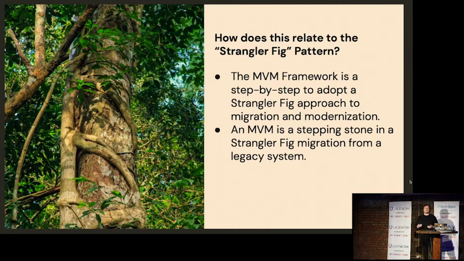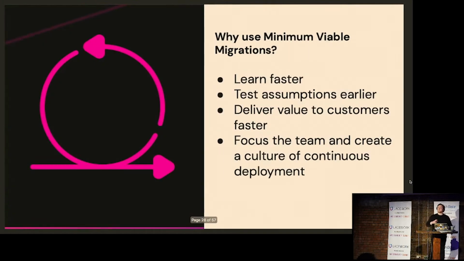Now, for those of you familiar with the strangler fig pattern, this is all very familiar because it's very much the strangler fig approach. But the MVM framework is sort of a step-by-step guide for approaching a strangler fig modernization. And each MVM, each minimum viable migration, is really a stepping stone in that journey from the legacy system through to the modernized application. So why do we use minimum viable migrations?